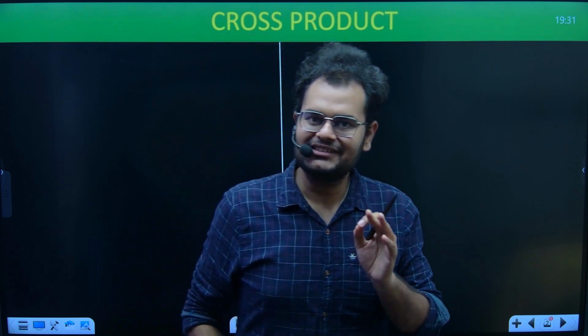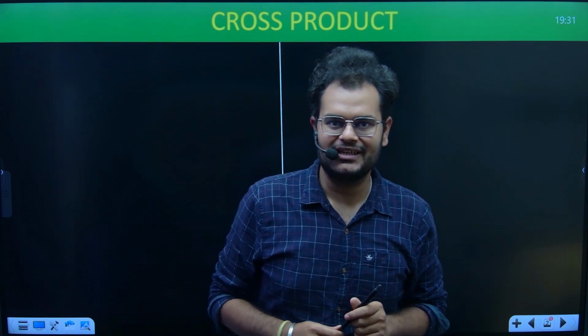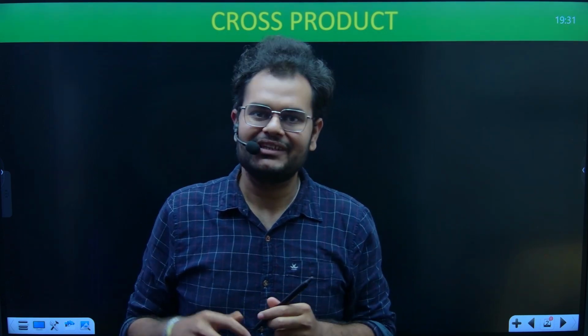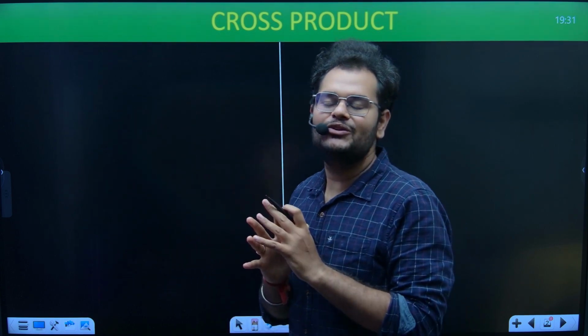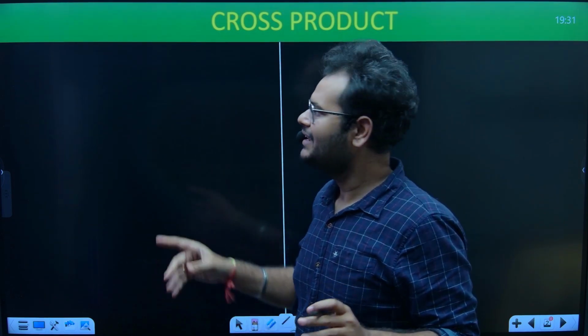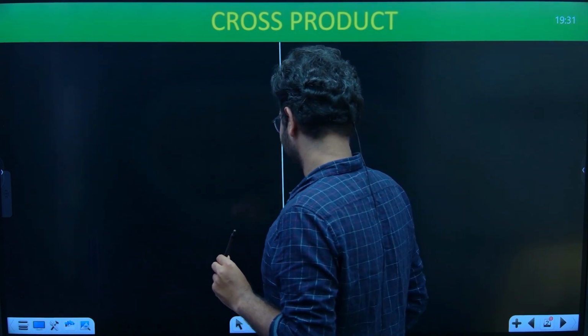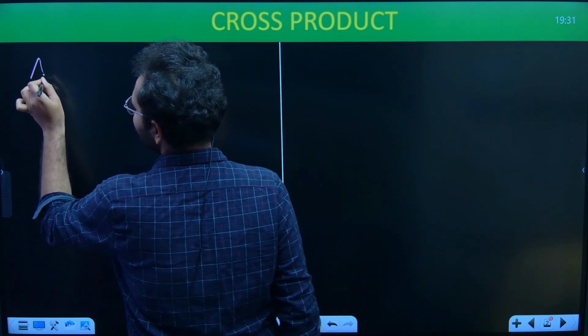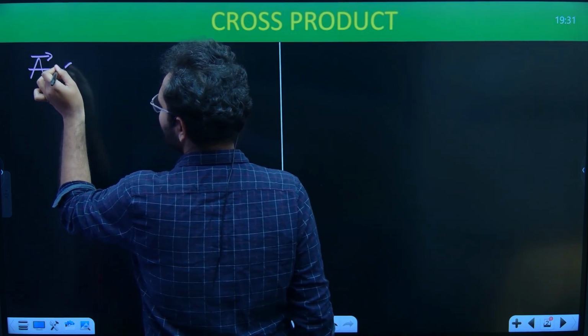Dot product is anyway easy because there is no direction. Direct formula-based questions are there. If you want the lecture for dot product, the link is given in the description. But sir, how to go about cross product, that we are going to see. We are going to cover all types of questions. Okay, so let's begin. First, sir, how is cross product denoted?